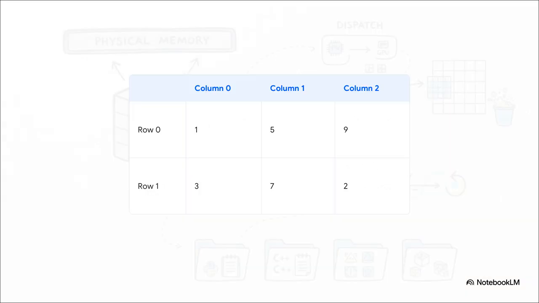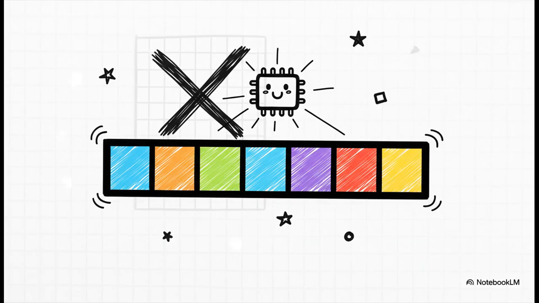Let's make this super simple. Imagine we have a basic 2x3 tensor. This is the logical view. This is what we see in our code. 2 rows, 3 columns. Looks pretty straightforward, right? But here's what the computer actually sees. It's not a grid at all. It's just a one-dimensional, boring, flat line of numbers. The whole concept of rows and columns has just vanished.